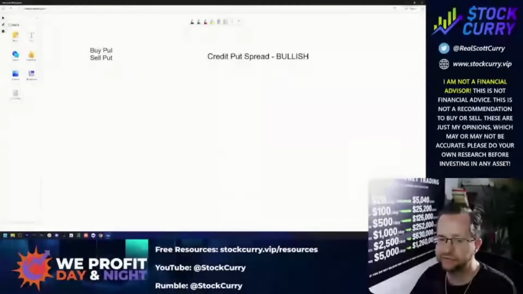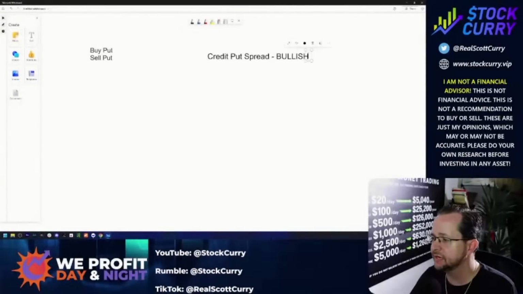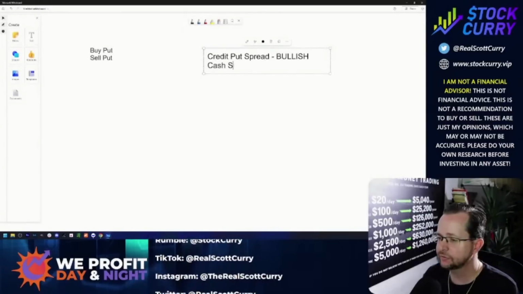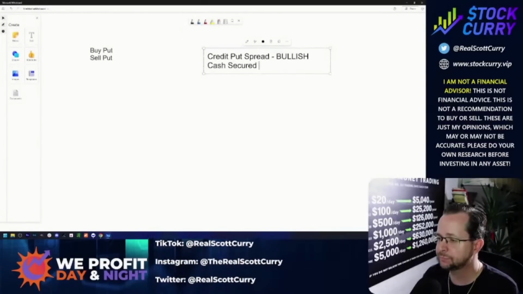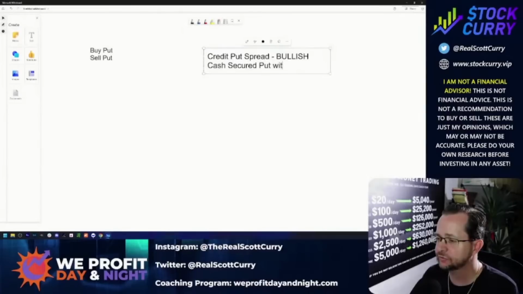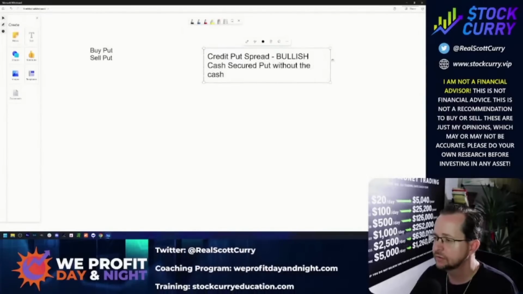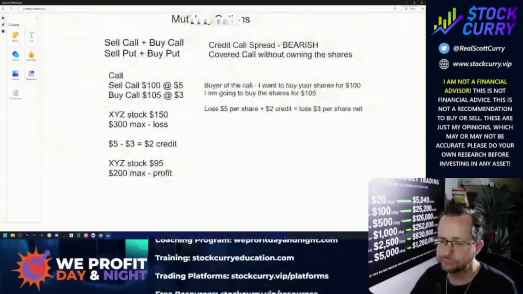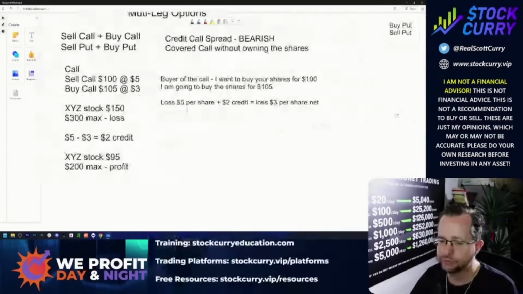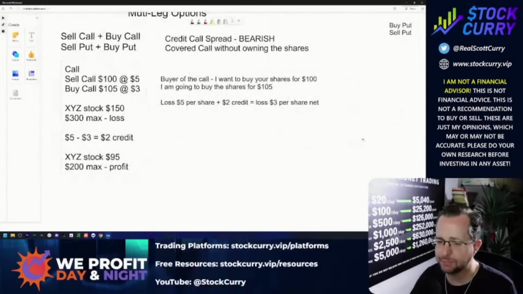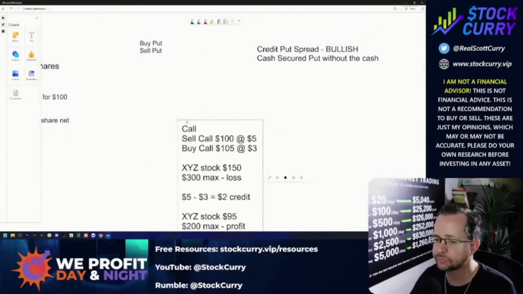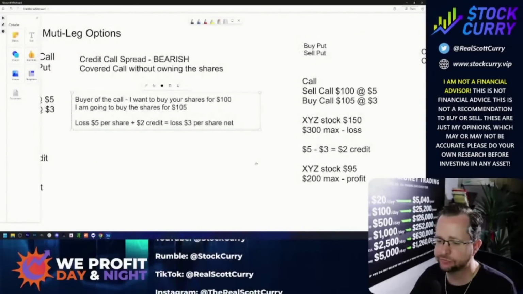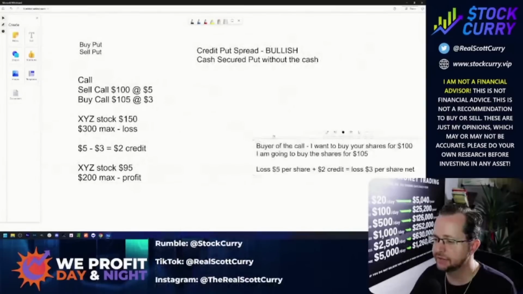This is basically the ability to do a cash secured put without the cash. Basically what we're trying to do here, okay? All right, let's do it. We'll do the same thing. I'm just going to copy and paste this so we can go through it. That way we get the exact same example.